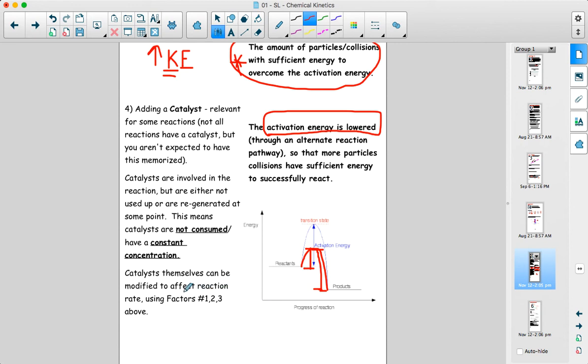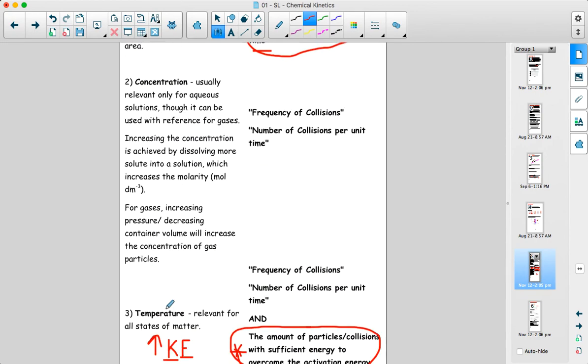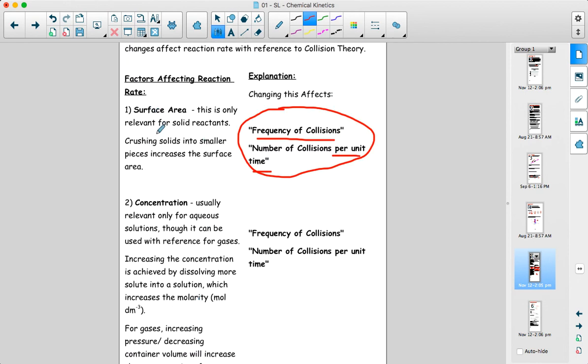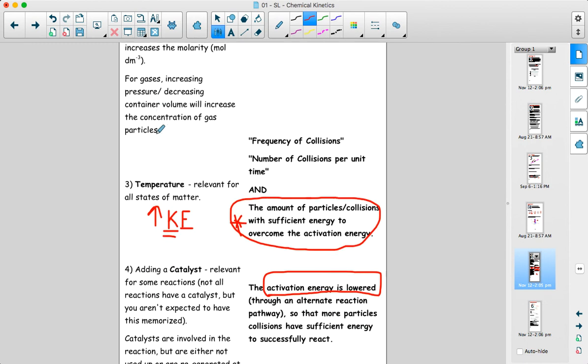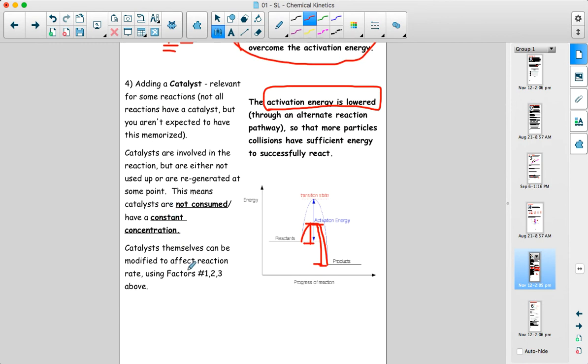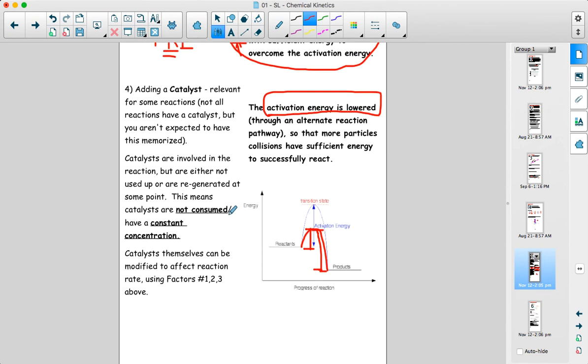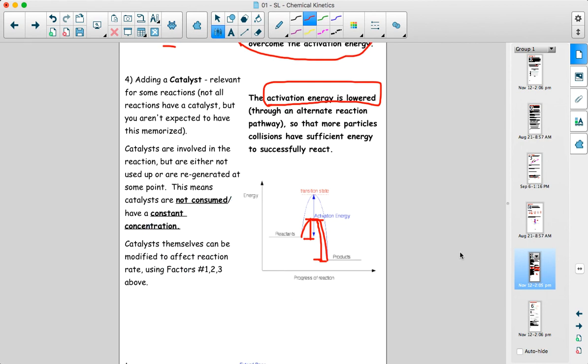And so catalysts themselves can actually be modified by these same 3 factors up above to doubly affect the reaction rate. So what I mean by that is that if you took a catalyst and you crushed it up into more pieces and gave it more surface area, that would make it affect the reaction rate even more because of reason number 1. You would have provided more surfaces upon which the catalyst could affect the reaction. And if you make the catalyst hotter and warmer, number 3, well, then you're going to increase how much the catalyst can affect the reaction rate. So catalysts themselves can be modified in a way that affects the reaction rate.